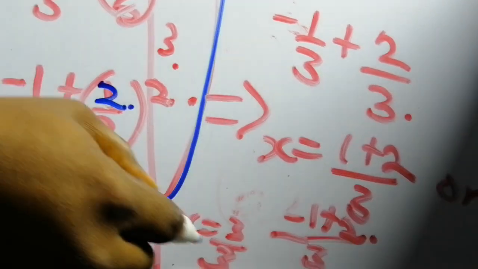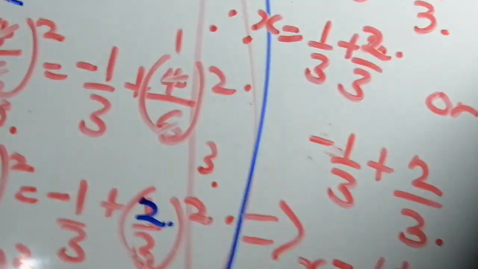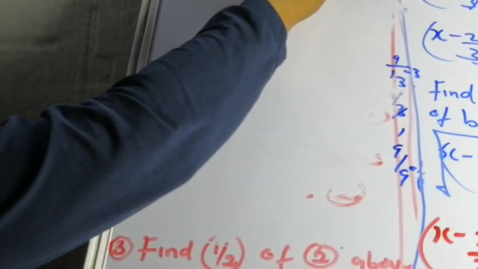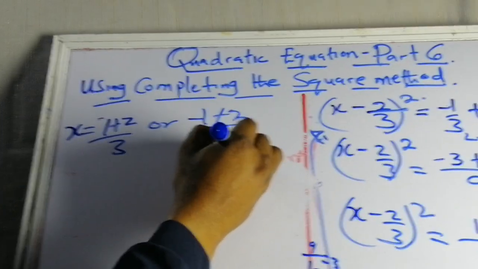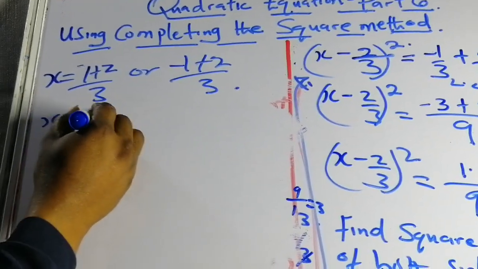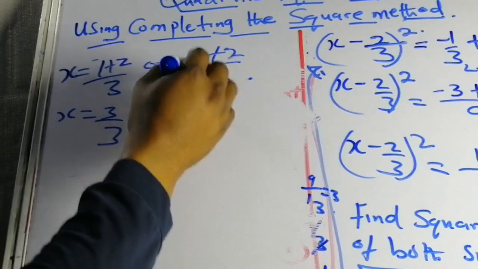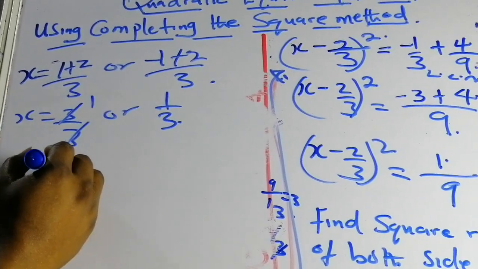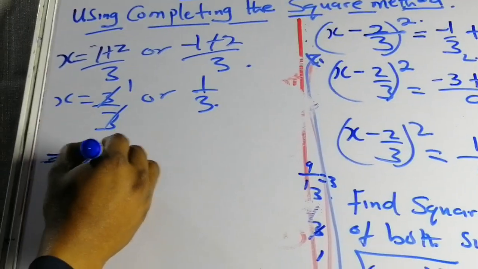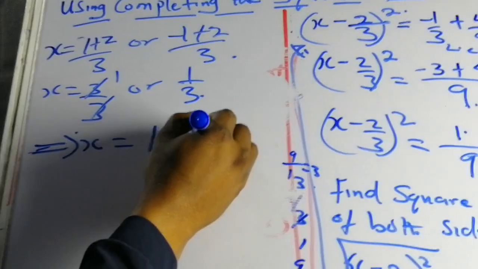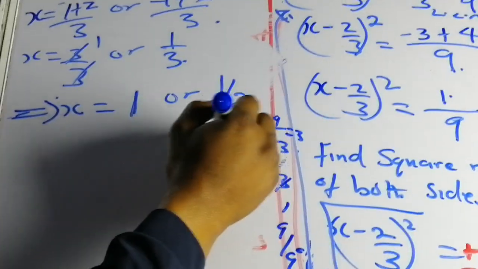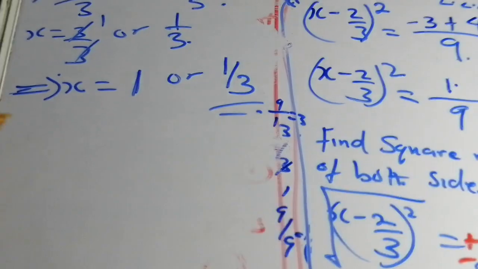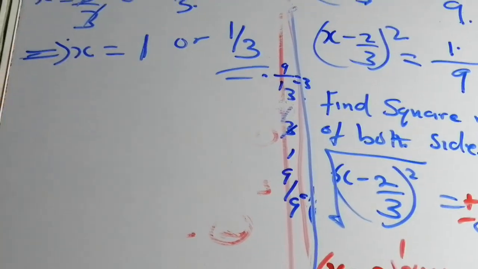So if I'm continuing this here, it means that my x equals minus 1 plus 2 over 3. So it means my x is what? 3 over 3, or minus 1 plus 2 is 1 over 3. So 3 over 3, 3 here, 1, 3 here, 1. So that implies x equals what? 1 or 1 over 3. It's as simple as that. So using the completing the square method, I've been able to get the value of x.